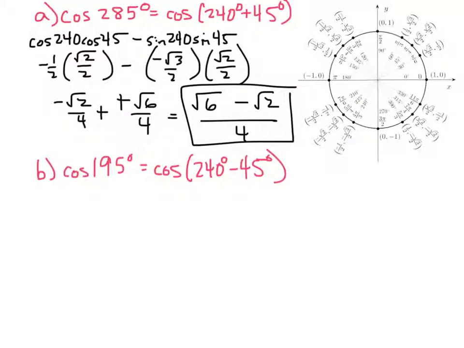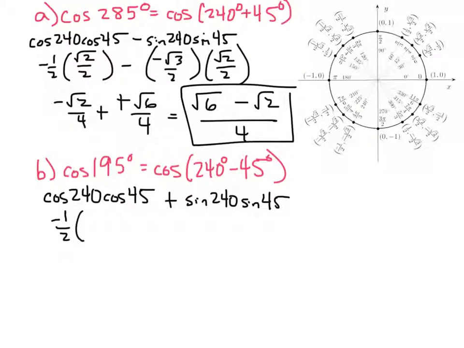For the second example, cosine of 195, that's the same thing as 240 minus 45. So it's a difference formula, so I'm going to use the cosine of 240 times the cosine of 45 plus the sine of 240 times the sine of 45. We look at the unit circle, the cosine of 240 is negative 1/2. Oh, we just used that. And then square root of 2 over 2.